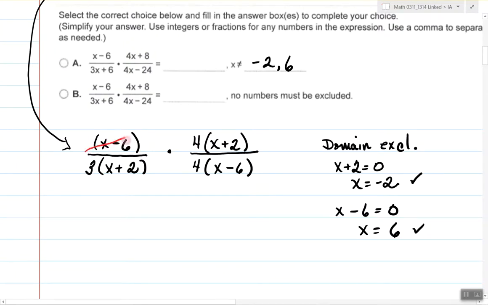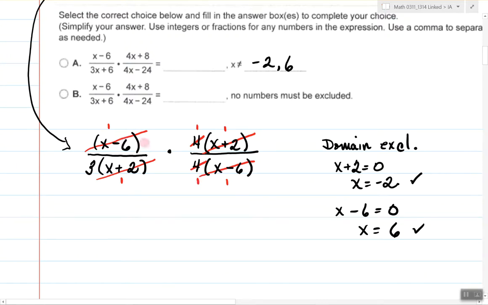I see a common factor of x minus 6 and x minus 6. Looking on this diagonal, I have a common factor of x plus 2 and x plus 2. Don't forget to look up and down, and I have a common factor of 4, although I don't usually write them down. Every time you divide out a common factor, you are leaving ones behind.